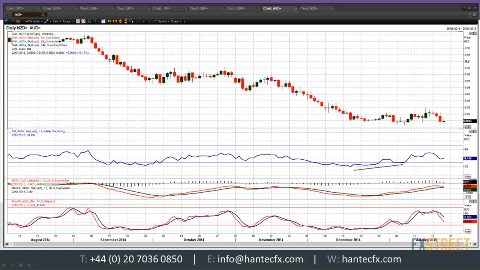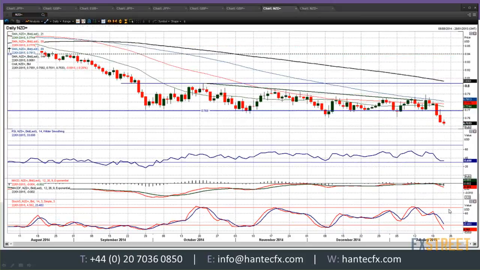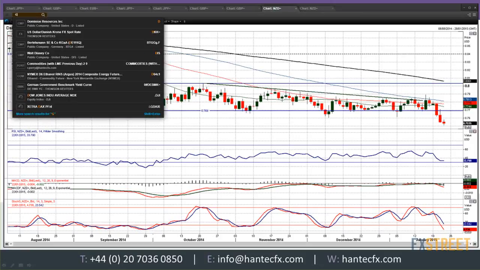NZD, yeah. The other thing being, this is the daily chart. You've got all these moving averages which are beginning to roll over again. RSI deteriorated, MACD lines turning down, and also stochastics falling. So a lot going on to the negative there. Okay, I'm mindful that I haven't got too much time left.